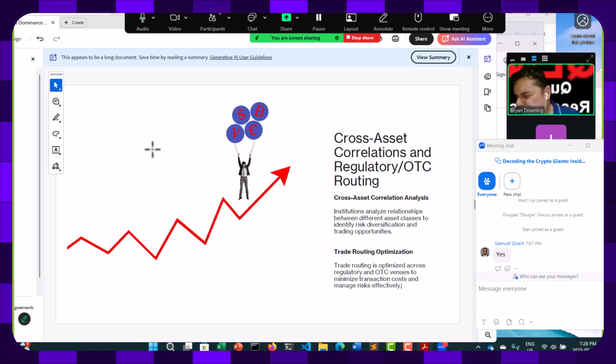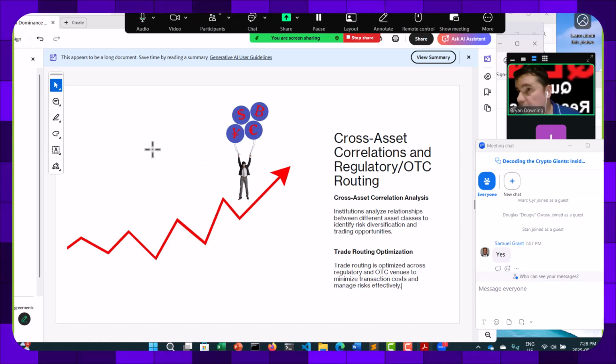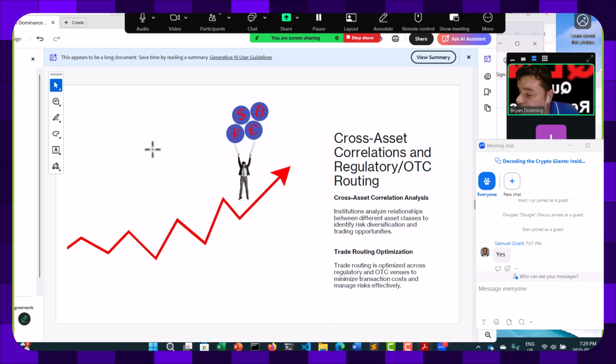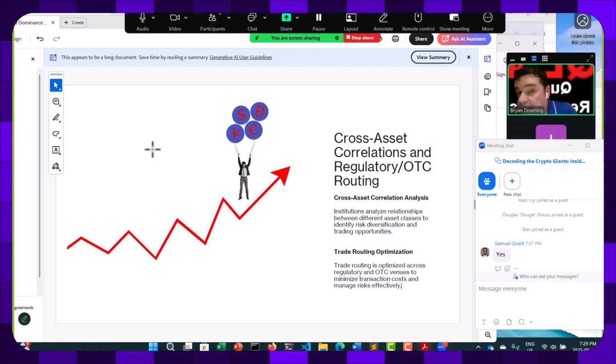Another thing I haven't mentioned in this presentation is that there is something called the Bitcoin Mining Council, which included all of the large publicly listed Bitcoin miners. Hut 8, as an example, Marathon is another one. And they got together and had a council.